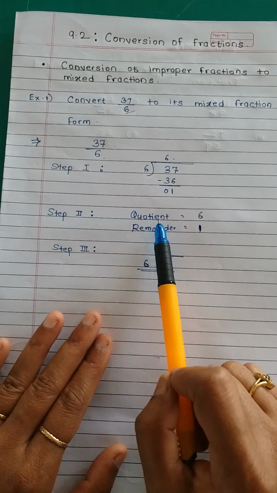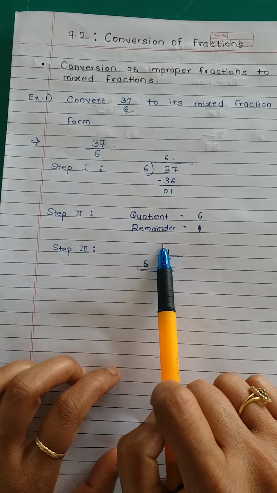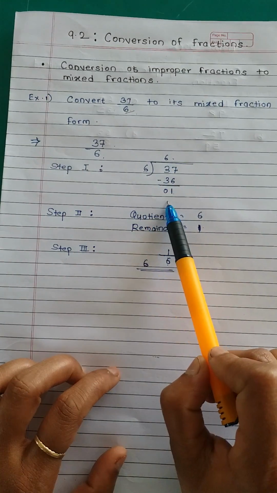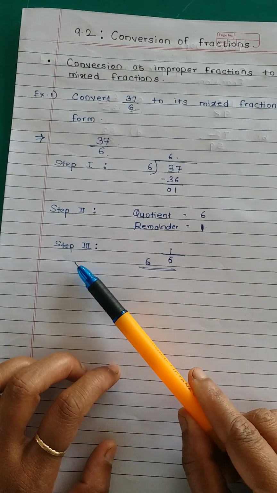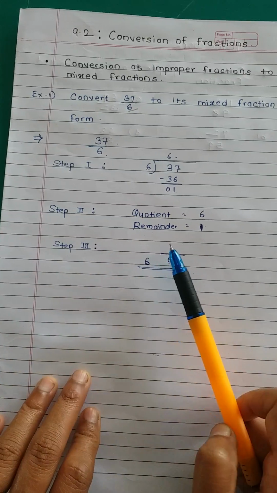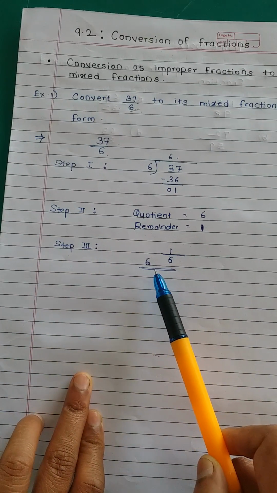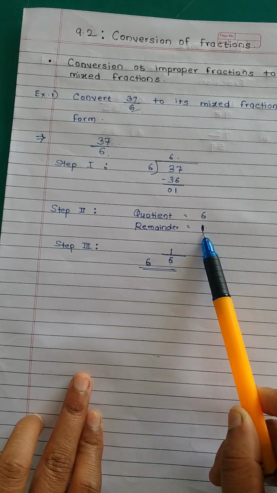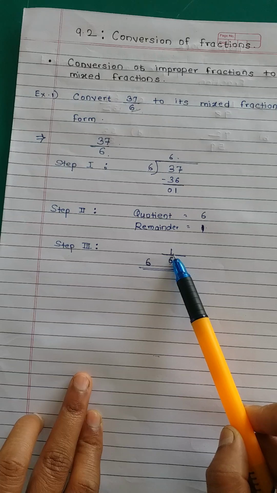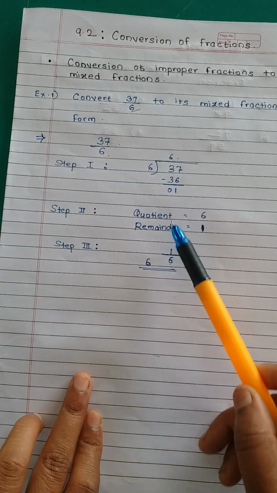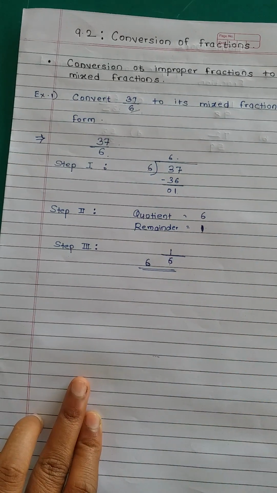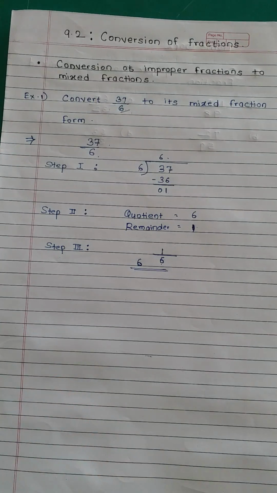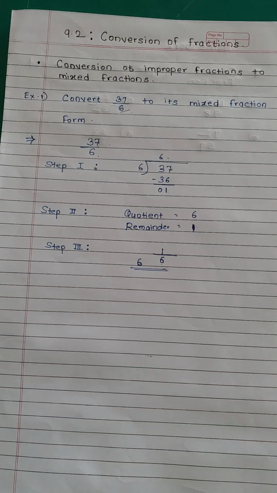In the step number 2, we have to mention the quotient and the remainder. Quotient is here 6 and the remainder is 1. And in the step number 3, write down the mixed fraction form. How can you write? Simply write down the quotient as your whole. Remainder is the numerator of your proper fraction, and divisor, mention your divisor in the denominator. Okay, getting how to convert improper fraction to mixed fraction? Yes, very good, my dear students.